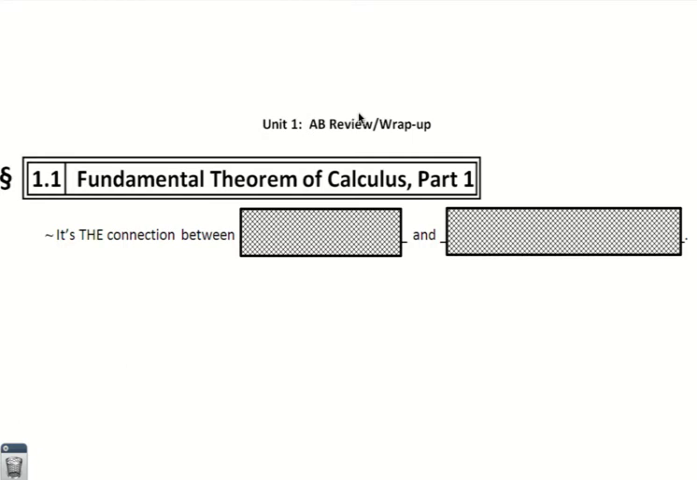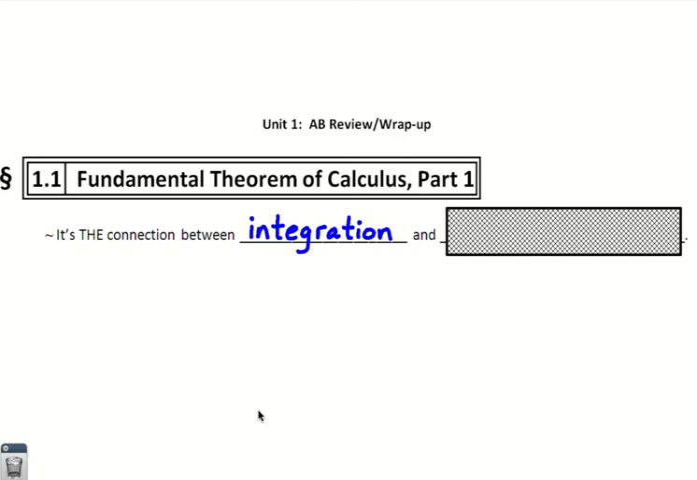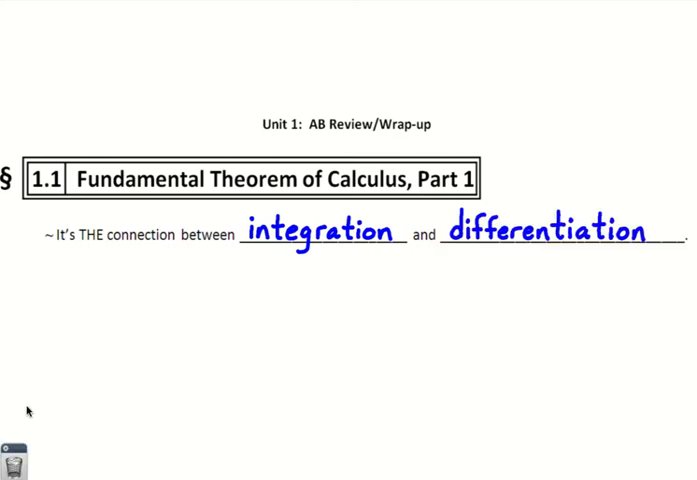Official start, I guess, of AP Calculus BC, but this unit is still sort of called AB Review / Wrap Up. But I guess here in 2019, we are getting into some definitely new stuff. So 1.1, we're going to look at what the fundamental theorem of calculus part 1 is all about, and it's pretty much the connection between integration and differentiation.